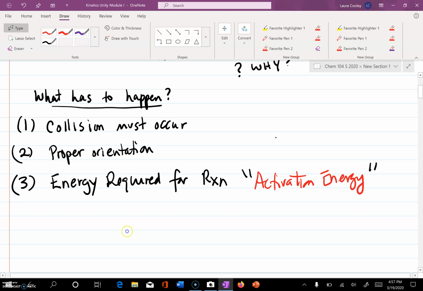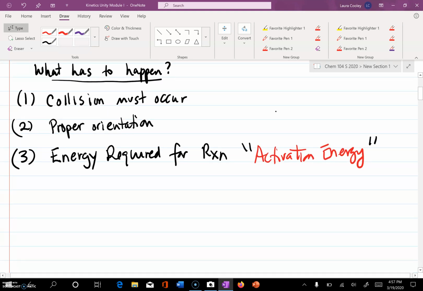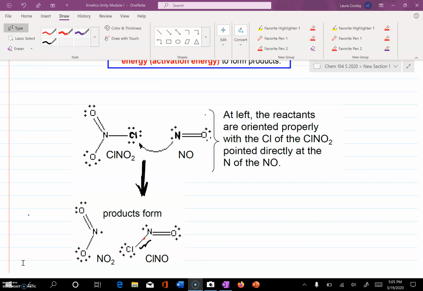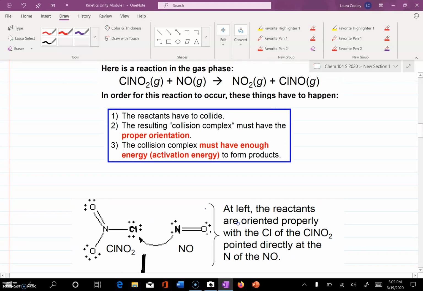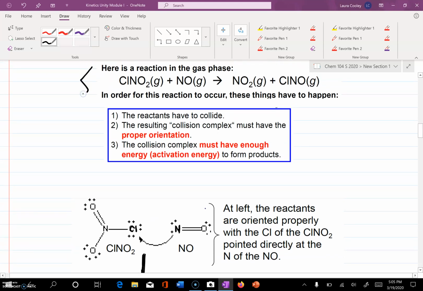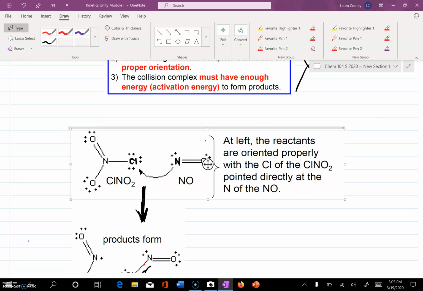Okay. So I'm going to talk about these. So what this is showing here on the left is the ClNO2 molecule. So I'm really focusing on this reaction right here. And it's reacting with NO, okay, ClNO2 plus NO. And these are the three things that I already talked to you about. And so here are the reactants right here.